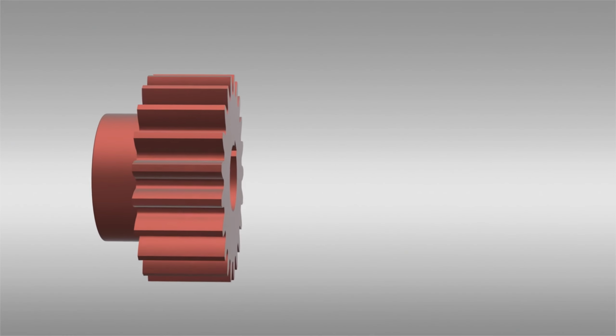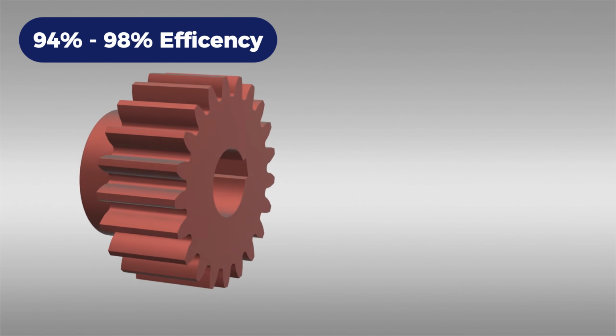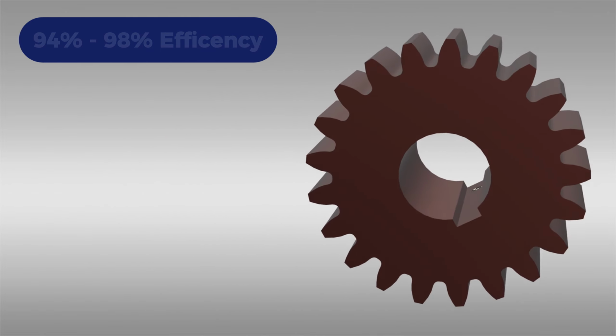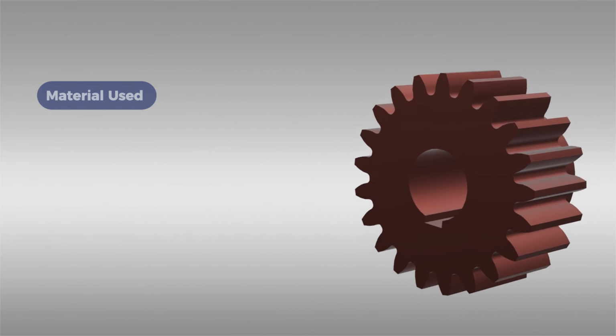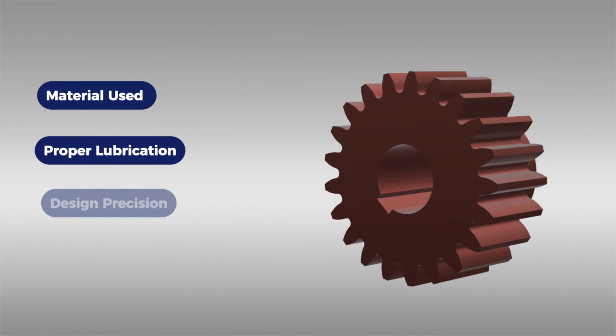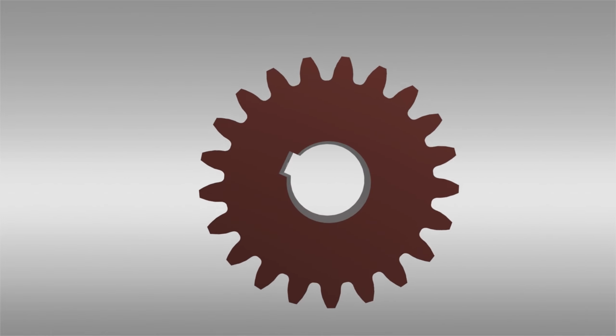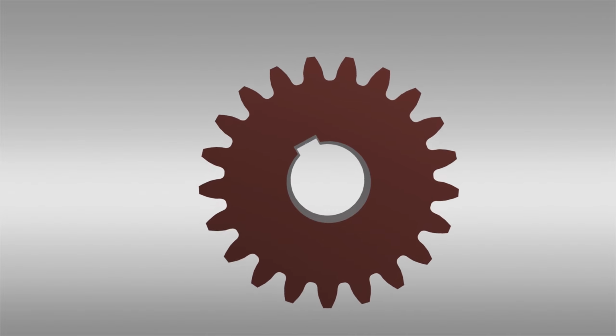Spur gears are impressively efficient, with an efficiency range of 94% to 98%. This depends on factors like the material used, proper lubrication, and the precision of their design. With their high efficiency, spur gears deliver reliable performance while saving energy.